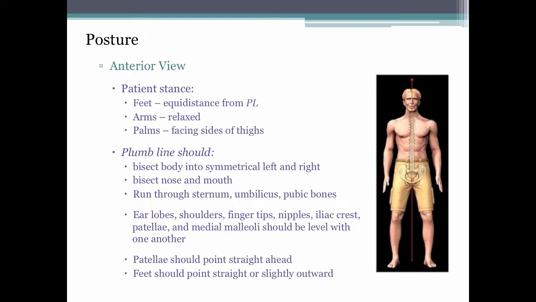So the plumb line should bisect the body into symmetrical sides, right and left. You should have level body segments at the malleolus, at the knee, at the pelvis. The shoulders, you won't always have a level alignment due to handedness. So you may have a shoulder that's down just a little bit more on the side that they're dominant on, especially with an overhead athlete, somebody that does the same thing over and over with the one side of their body. And then the feet should be fairly straight, maybe outward just a little bit.